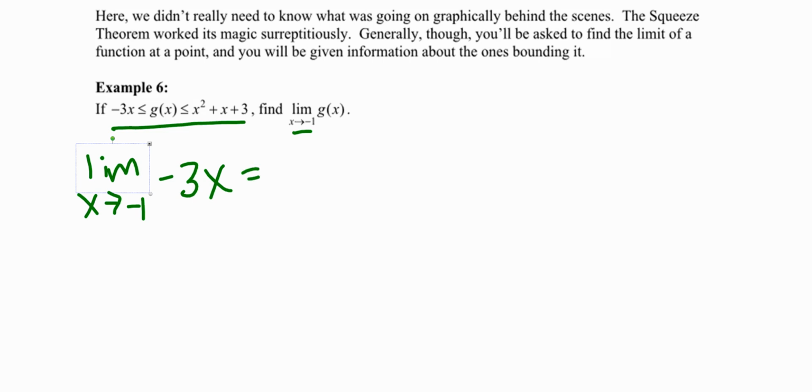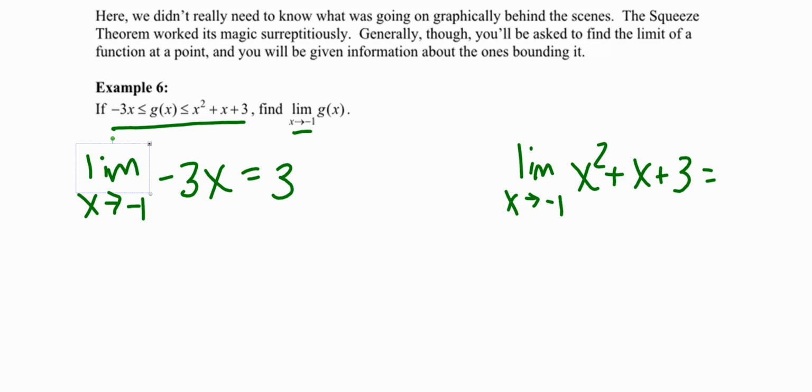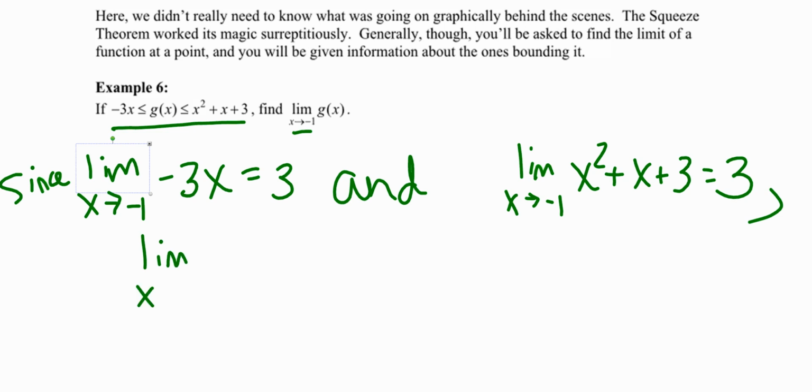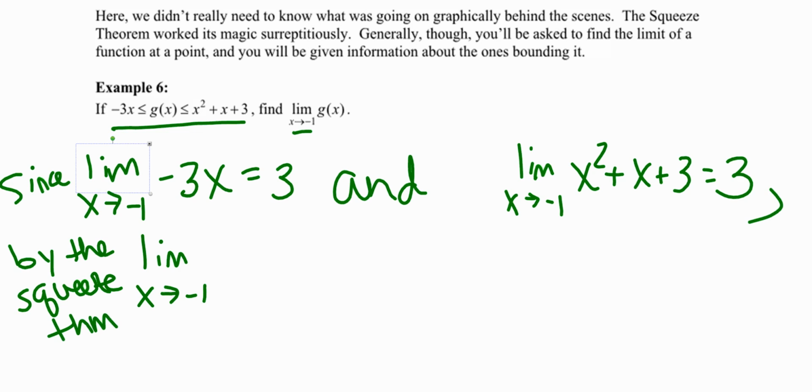So the limit as x approaches -1 of -3x would be 3. The limit as x approaches -1 of x squared plus x plus 3 would be 1 minus 1 plus 3, so we get 3. So since that and that, by the squeeze or sandwich theorem, the limit of g of x as x approaches -1 is also 3.